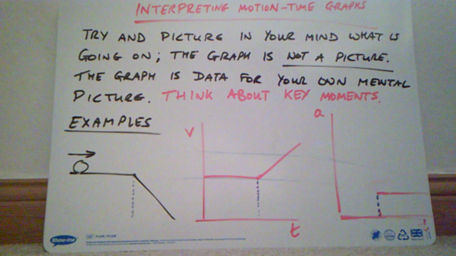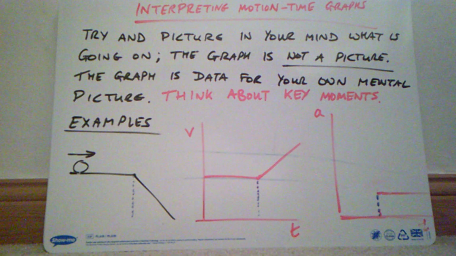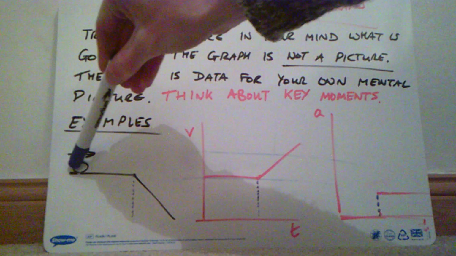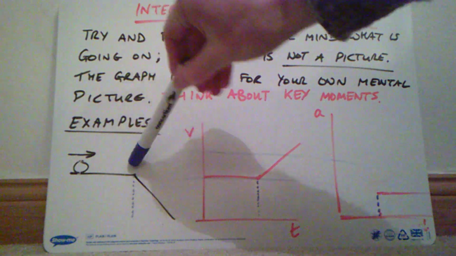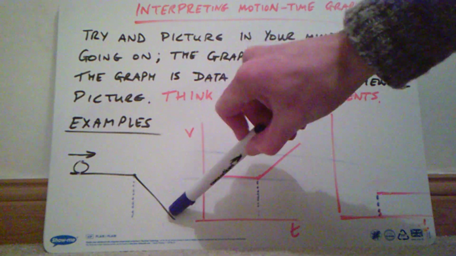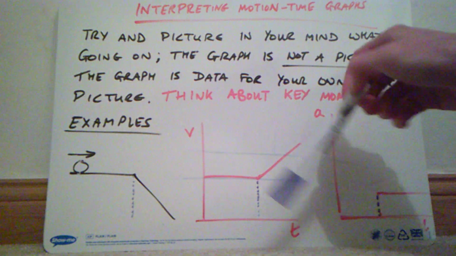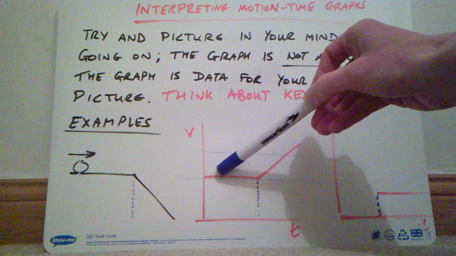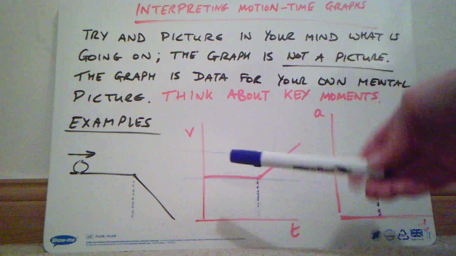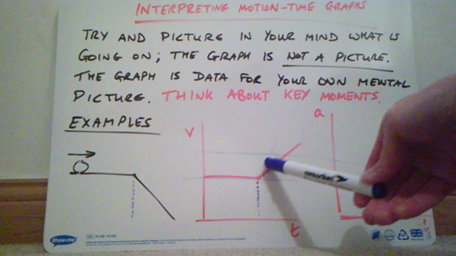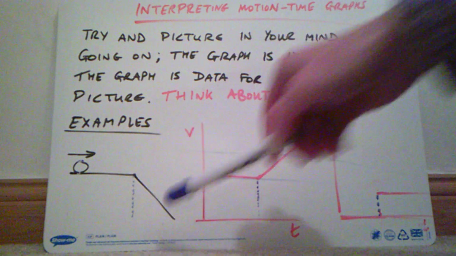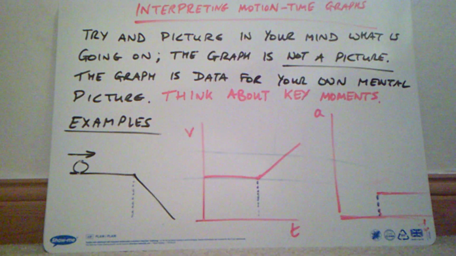So let's just do some examples, shall we? Let's say we've got a ball trundling along horizontal at steady speed, and then it goes down a ramp or whatever. Here's the speed time graph, the velocity time graph. It's trundling along at a steady speed, and then it starts speeding up as it goes down the slope.